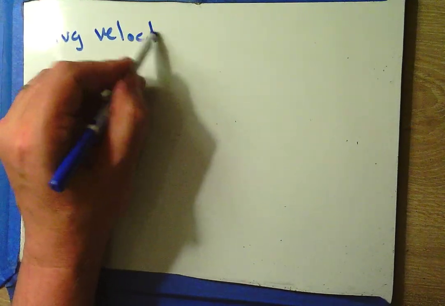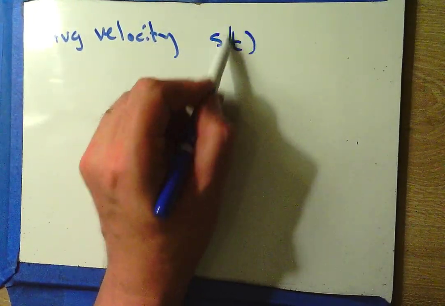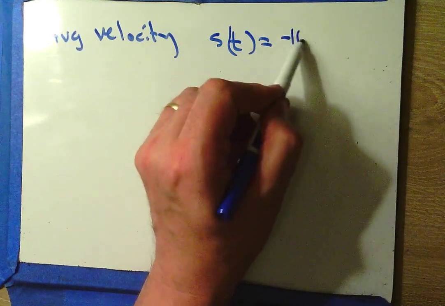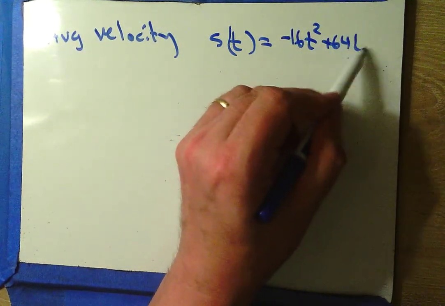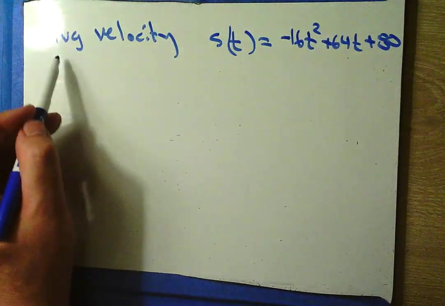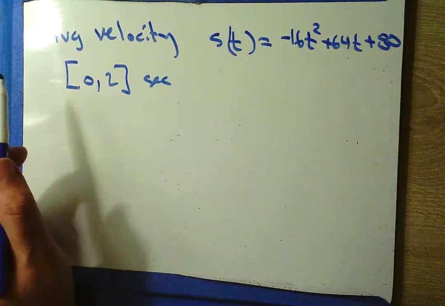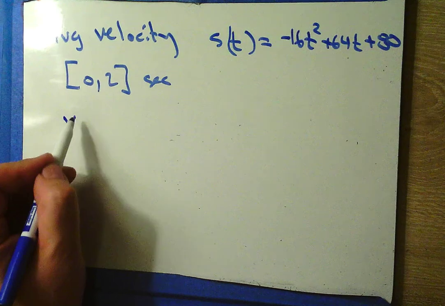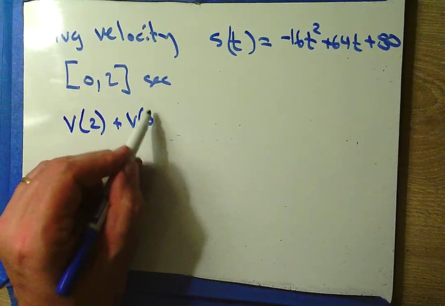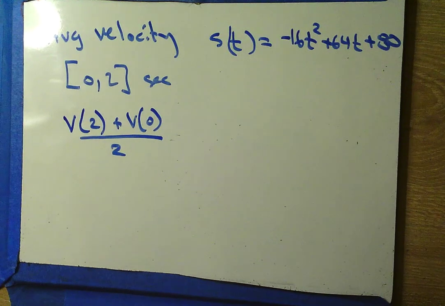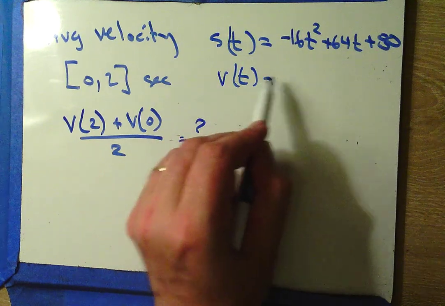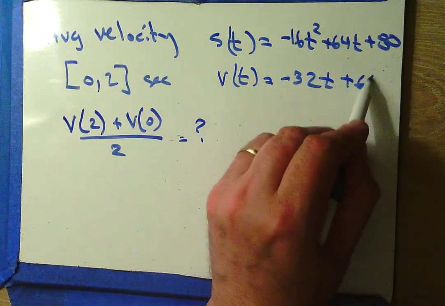Let's see who is paying attention. Will you please find average velocity, if you know that s of t equals negative 16t squared plus 64t plus 80. Average velocity on 0 to 2 seconds. Okay? Hey, is average velocity going to be v of 2 plus v of 0 over 2? Is that average velocity? We had a velocity function, remember? It was negative 32t plus 64.